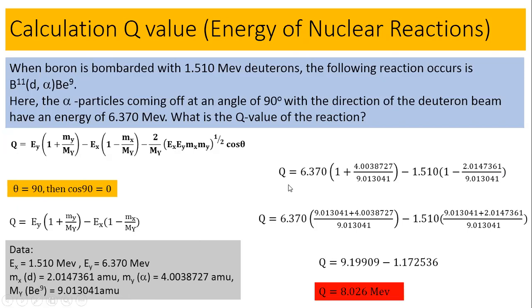So I'm just putting the values over here, and you can get the value of Q. Just rearranging the equation, you can take the LCM, you can directly calculate. I'm just showing more steps so you can easily understand how to calculate the Q value. So I have just taken the LCM over here. Then you can solve these two terms, and the values will be this, and the final Q value will be 8.026 mega electron volt.